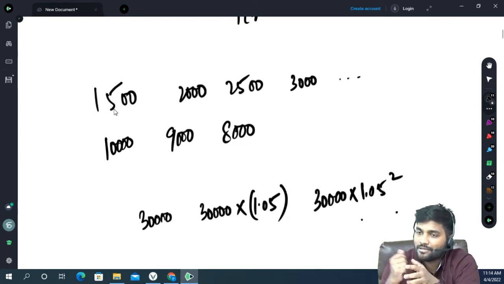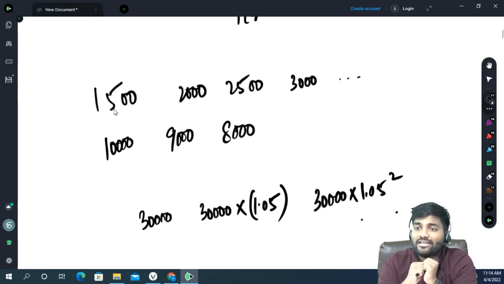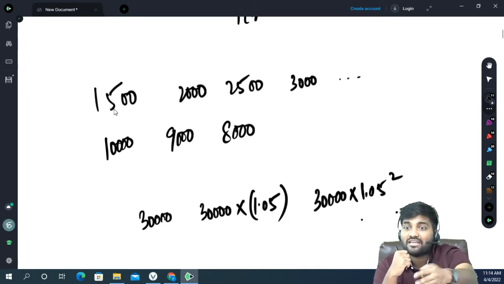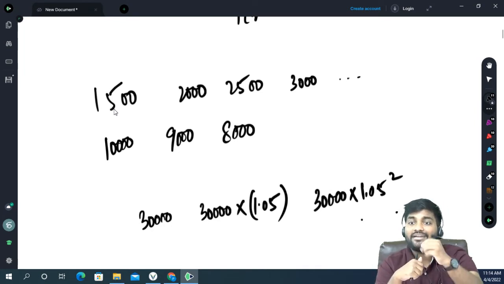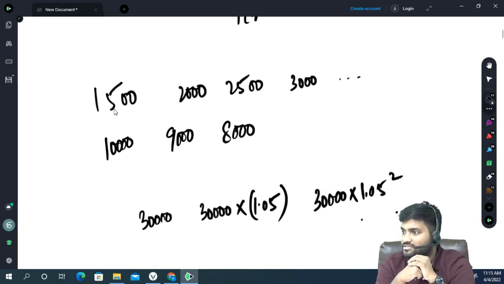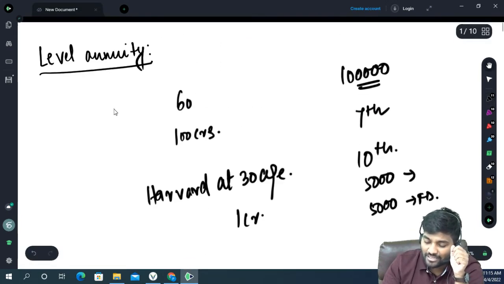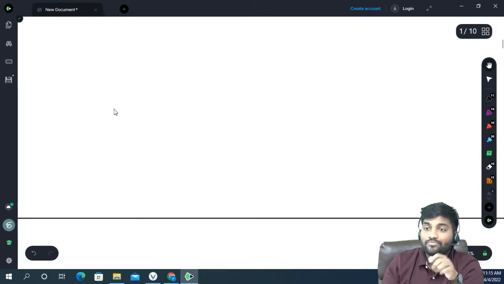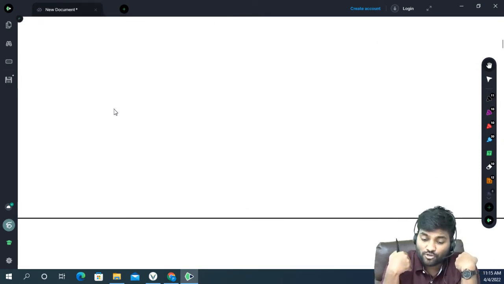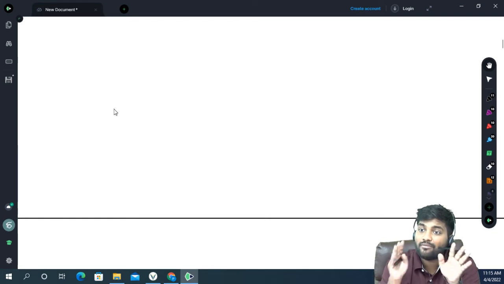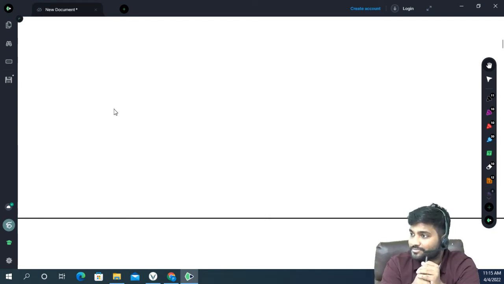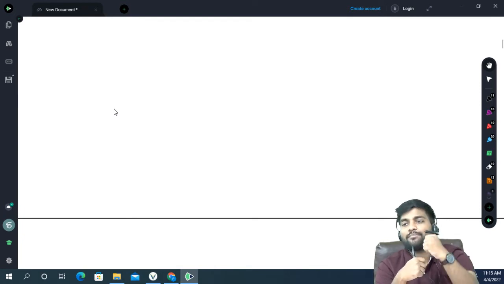Okay, simple increase, compound increase. They might come up with more exotic sums, like for the first 5 years, there will be no payment. The payment is going to start from the 6th year onwards. Like the policy Fortune Guarantee Plus, which I took. They are saying, sir, once you make 12 payments, there will be no payments for 5 years. That is a cooling off period. And then you are going to get the payment.